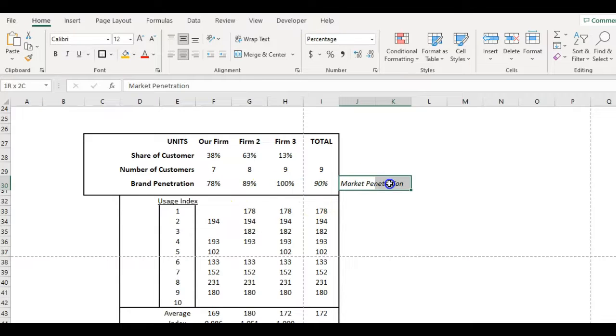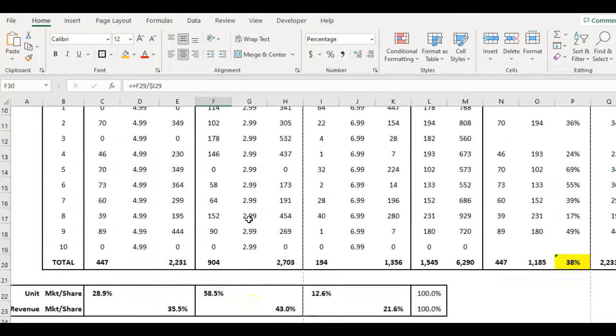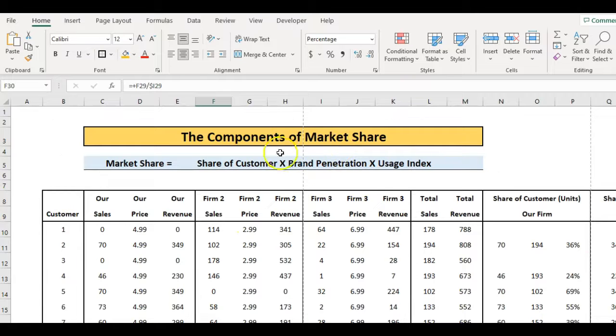So market penetration looks at active and inactive. Brand penetration, what we're interested in, is only looking at active customers. So now we have our second number.